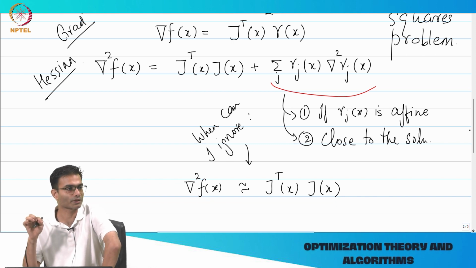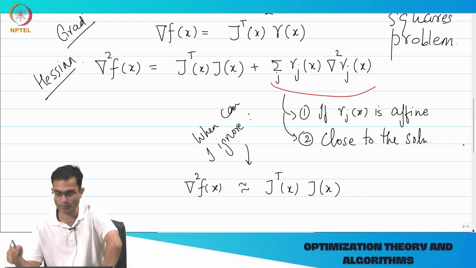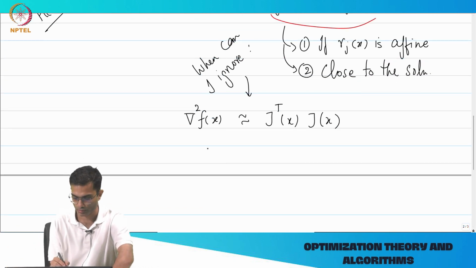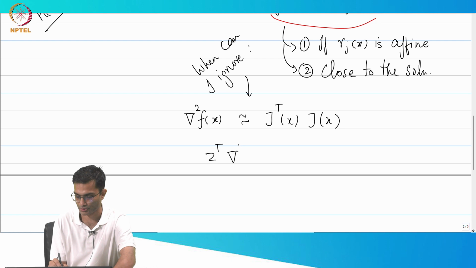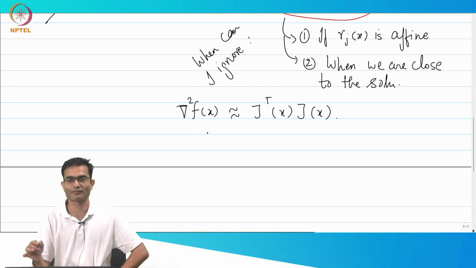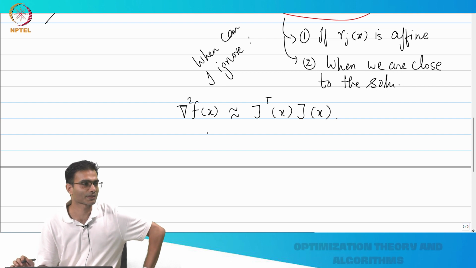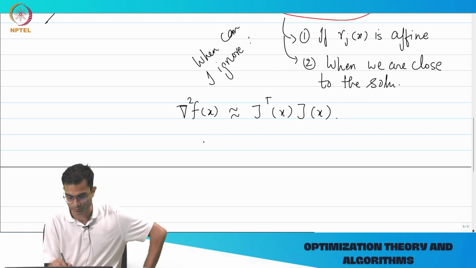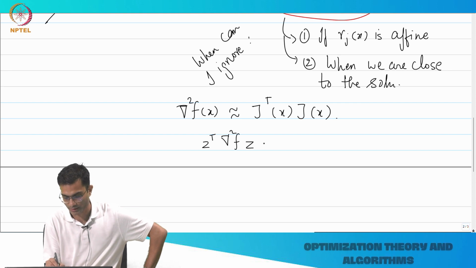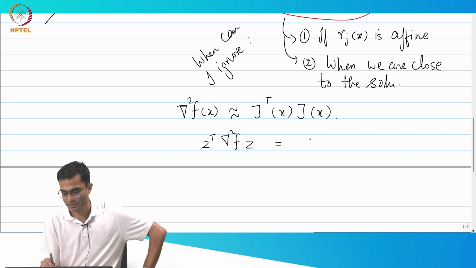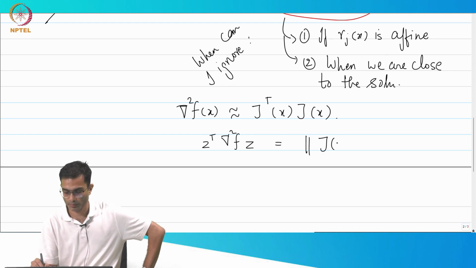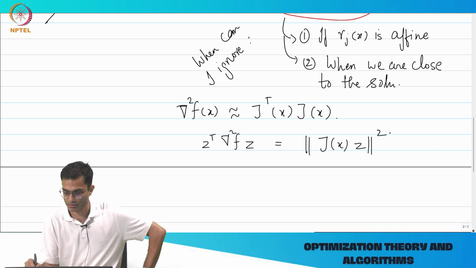It looks to be positive. It seems that very easily it could be positive definite. Why? Because if I do Z transpose grad squared f Z. Possibly one of the advantages is that it is easy for me to check whether it is positive definite or not, and the easy way to look at it is this expression. What does this become? Norm of Jx times Z squared.